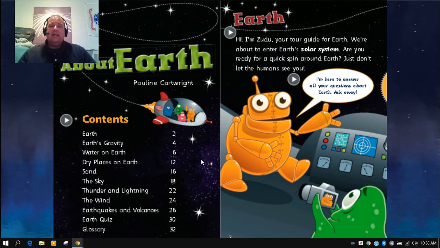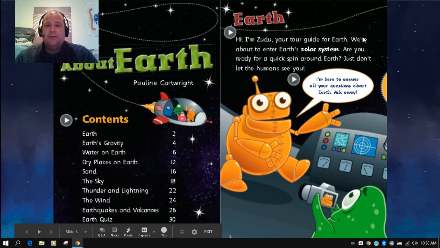That's right. It gives you direct location of where something is within the book. Nice job. All right, page 2, Earth.